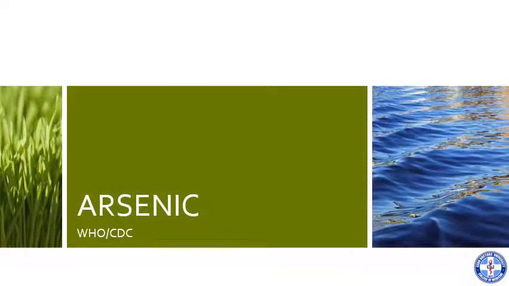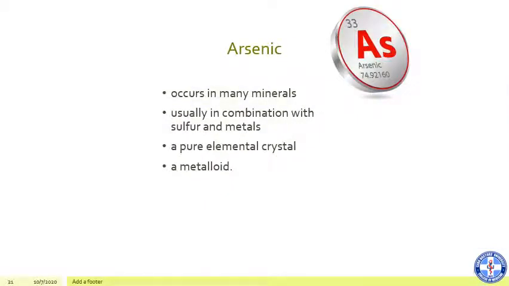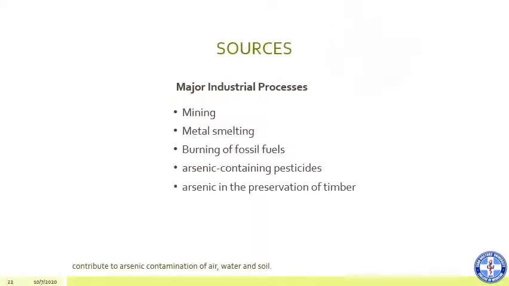Now, let's proceed to the third heavy metal, arsenic. Arsenic occurs in many minerals, usually in combination with sulfur and metals. It is a pure elemental crystal and it is a metalloid. For the sources, we have the major industrial processes like mining, metal smelting, burning of fossil fuels, arsenic-containing pesticides, and arsenic in the preservation of timber. Timber means wood or logs.